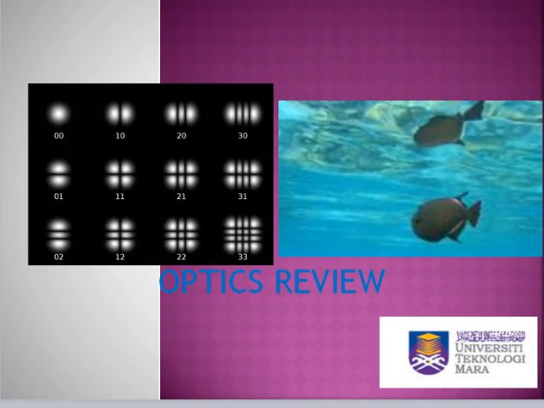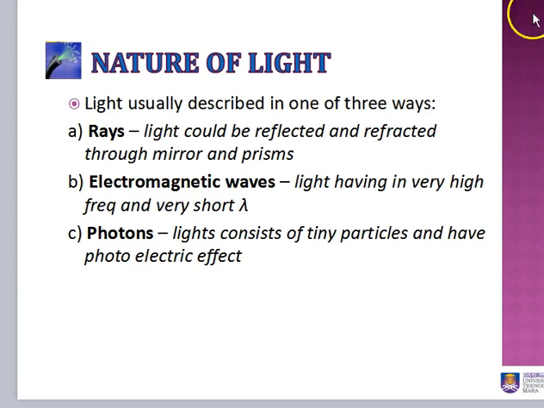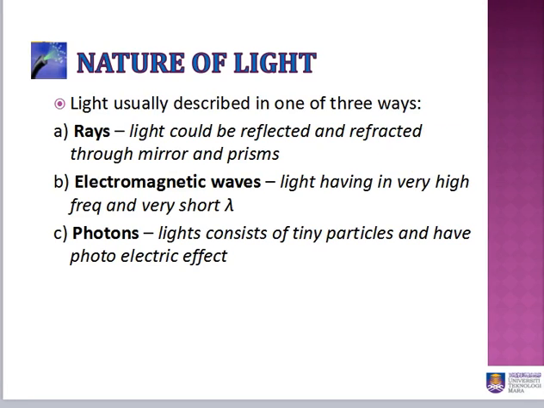So, for the second chapter, second part of the course is about optics. Let us have a look at the nature of light. Normally, light is described in three ways. One of it is rays, another one is electromagnetic waves, and the final one is photons.